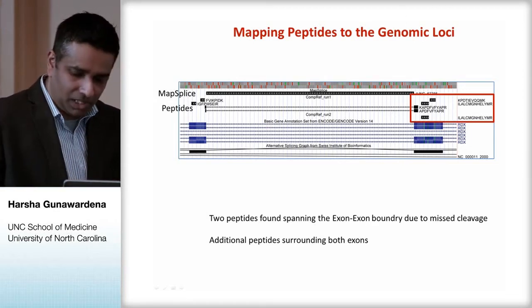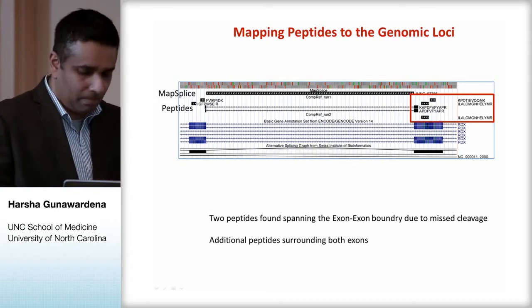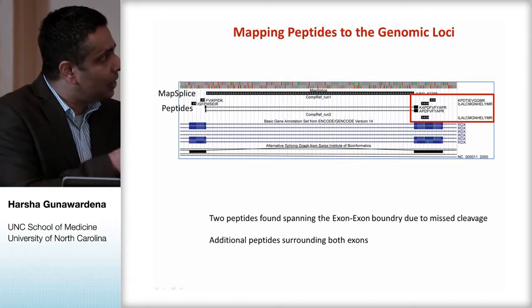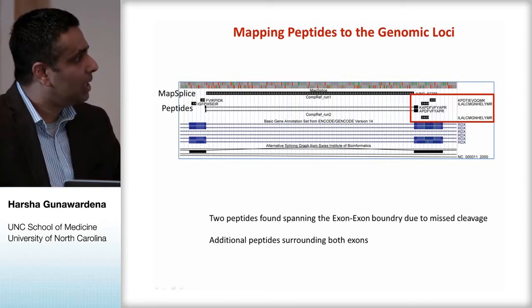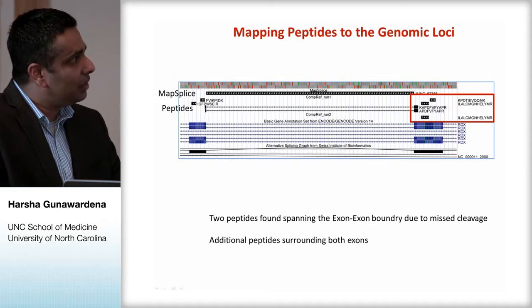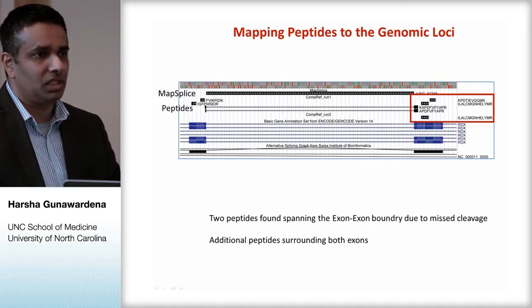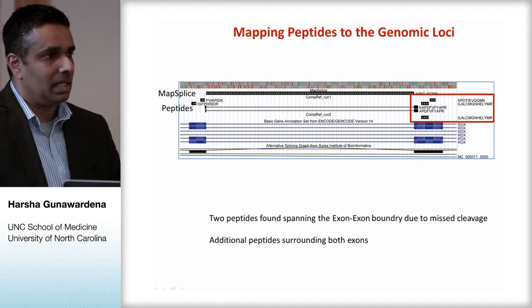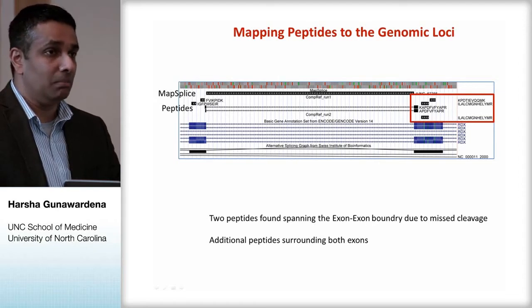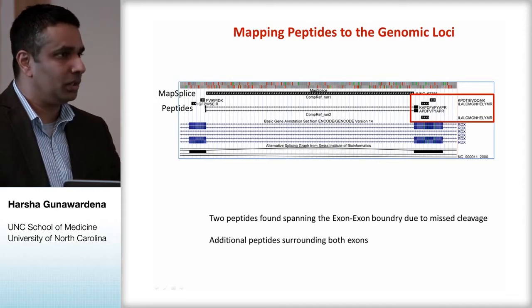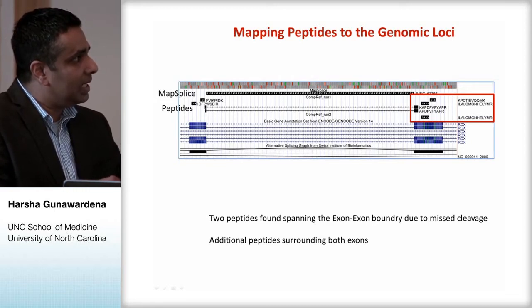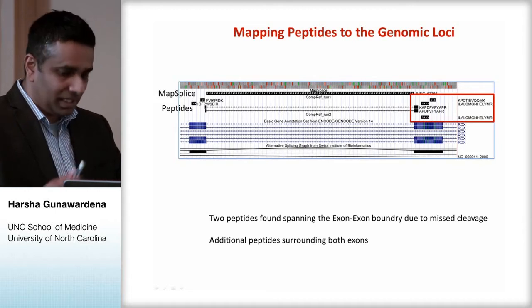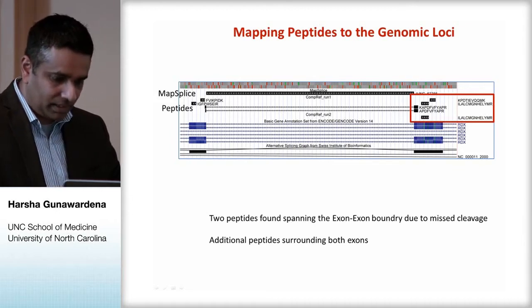We also see a bunch of other peptides surrounding both these exons, which give us extra evidence that this could be a possibility. What is also interesting is that we were able to see them in duplicate runs, and most of the splicing that I'll be showing is by replicate analysis and in both cell lines or both tissue types. And in this particular case, we see a miscleavage, a missed tryptic site here, which gives us extra confidence in the presence of this splice site.